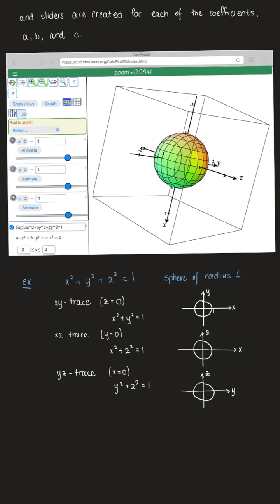A sphere is a type of ellipsoid. So let's see what happens if we adjust our parameters A, B, and C. I'm going to let B and C equal 1.